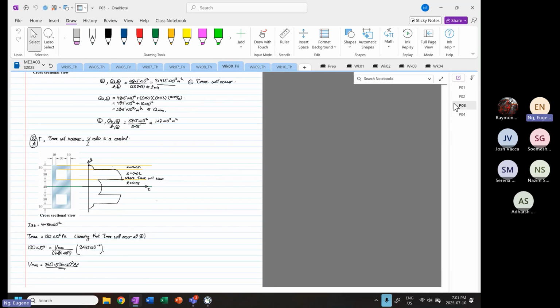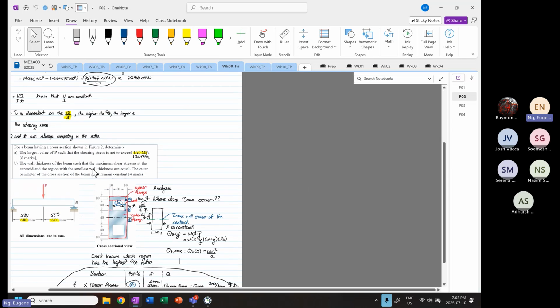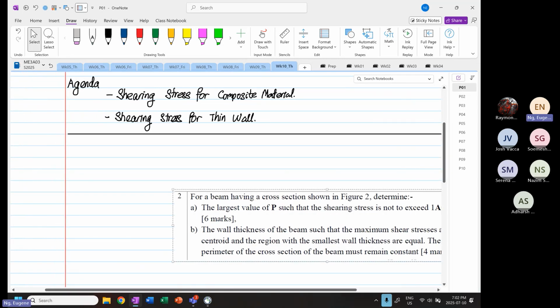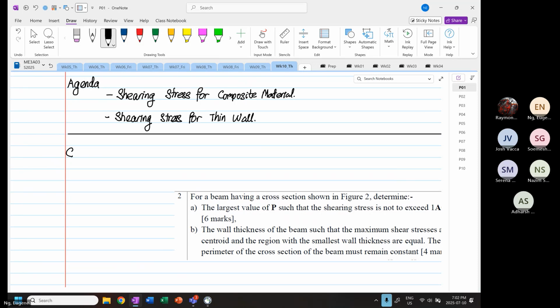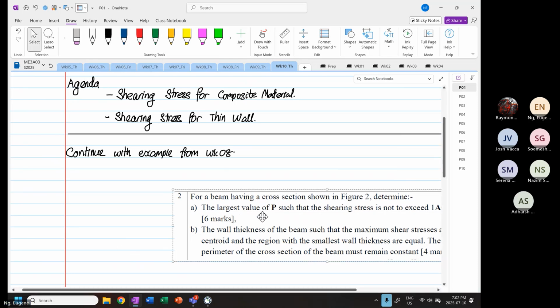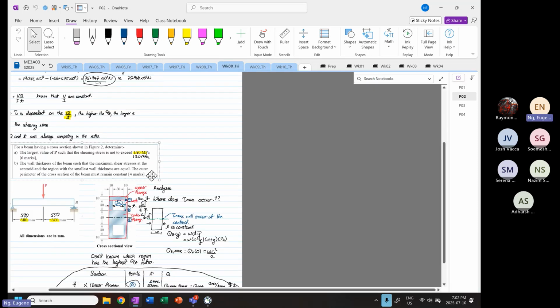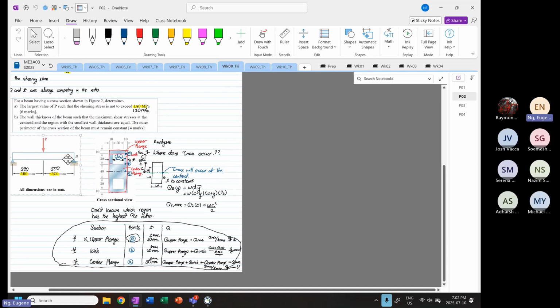Okay. Now, on week 8, I'd like to go back to this problem. There's a part that I've not done yet. I'm going to copy this first. So this is a continuation of the example from week 8. We have done part A, but we have not started on part B yet. Let me get everything over first.